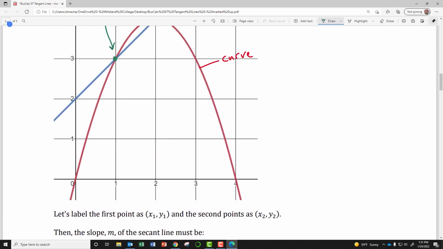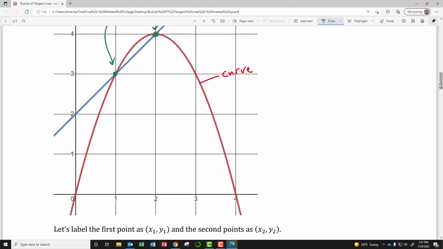And so let me label these 2 points. See if I can get both in the picture here. This first point, I'm going to label it (x1, y1). So I'm using a subscript 1 to talk about my first point. And so in the picture that I've drawn, x1 is just the number 1. And then over here, y1 is just the number 3. So you know these are the x and the y values.